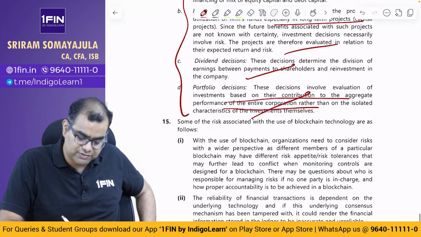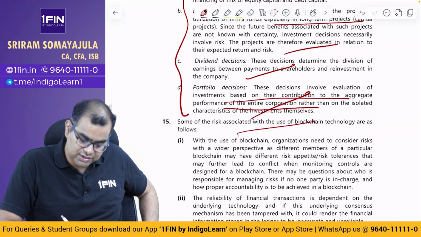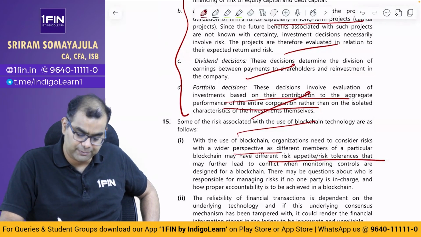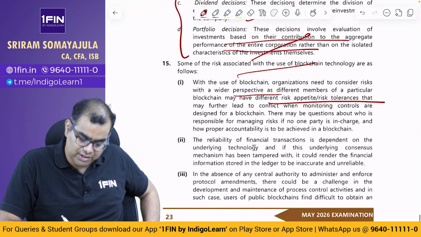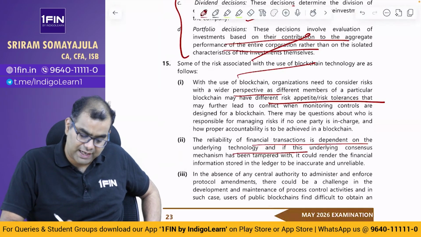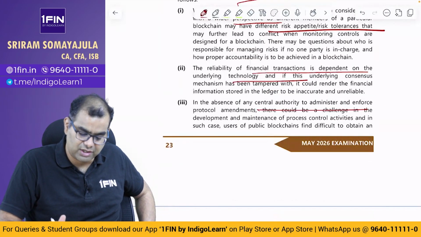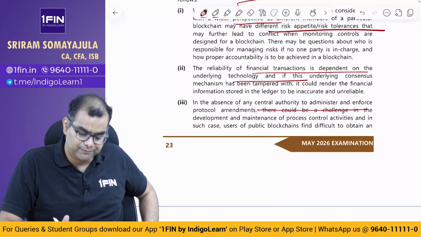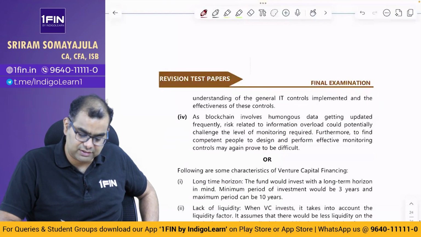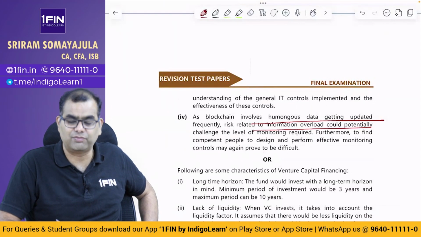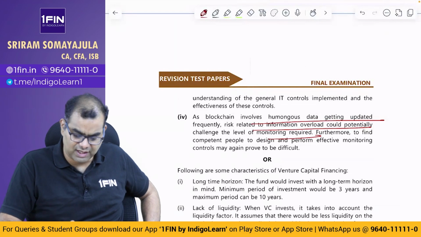Then the risks associated with blockchain: they need to consider risks from different angles. Different people have different risk appetites. Reliability of transactions depends on underlying technology, it can be tampered. Absence of central authority makes it difficult to administer amendments, and it involves a lot of data. Risk related to information overload could challenge the level of monitoring. So these are basic risks. We have discussed this in class, or you can go through it.